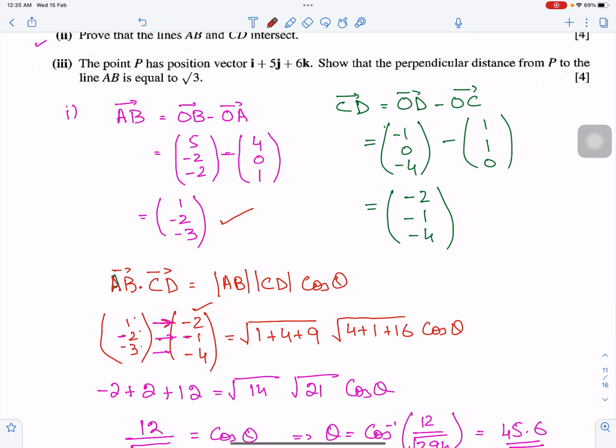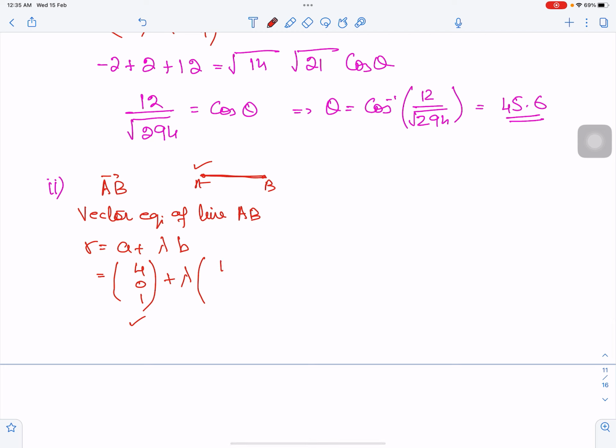1, minus 2, minus 3. So 1, minus 2, minus 3. This is my vector equation of AB. If I write it in the XYZ form, so let me just erase this, okay? So it will be 4 plus lambda, 0 minus 2 lambda, and then 1 minus 3 lambda. So this is my XYZ coordinate of vector equation of line AB.